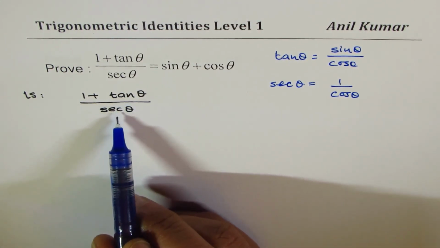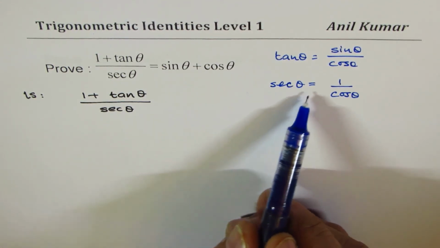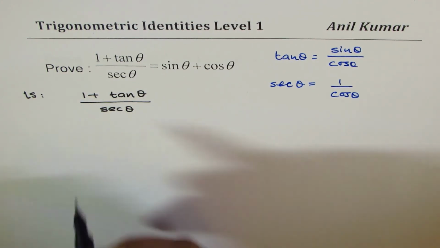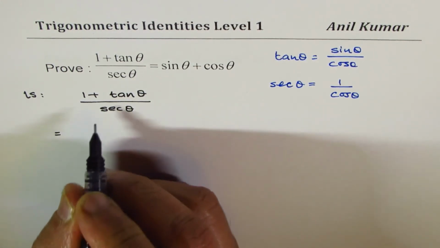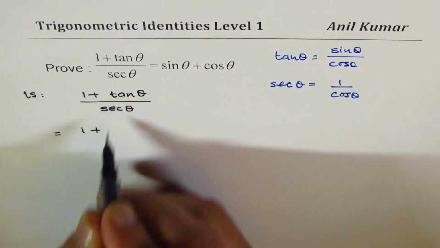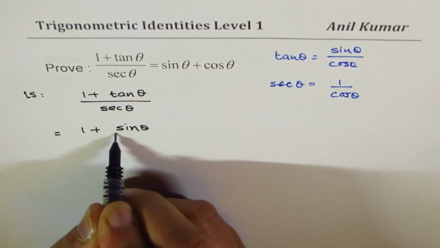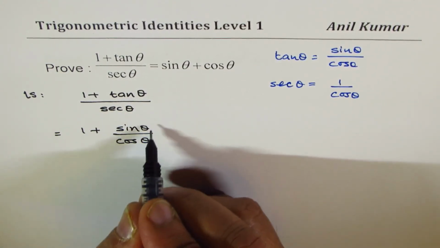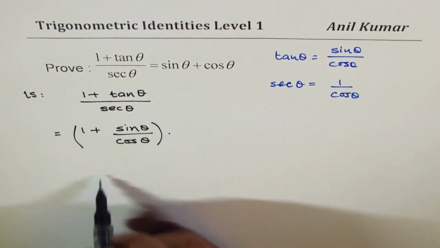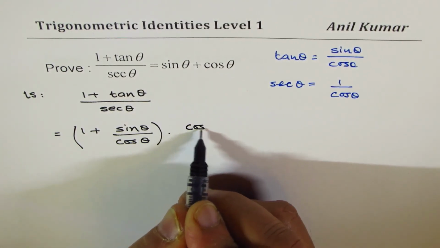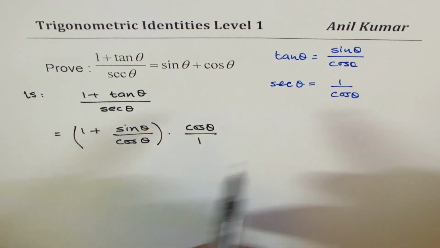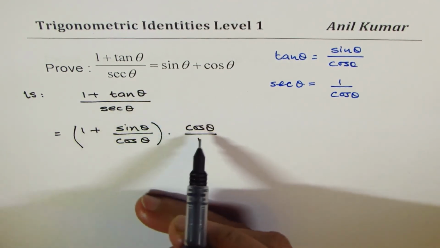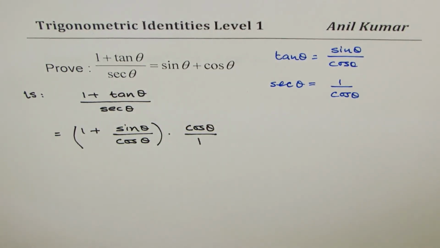Now secant theta can be written as 1 over cos theta, right? So see how we can rewrite the left side. We have 1 plus tan theta, which is sine theta over cosine theta, right? And in the denominator, we have secant theta. So that really means that we are multiplying this by cos theta over 1, correct? Because secant theta is 1 over cos theta. So 1 divided by cos theta means you multiply by cos theta. Does it make sense?